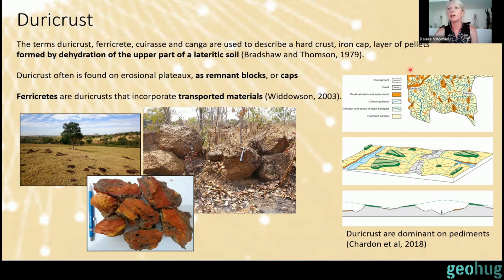And that Duricrust is really hard, and you can hit it with the hammer. You can hear sort of a metallic sound almost. It can be hard to break up. And they typically cap the landscape. So here you can see by Chardon, a recent paper where they figured out that these caps are dominant on pediments, and they're part of several different types of ancient landscapes. Ferricretes, I know these terms are often interchanged, but ferricretes are Duricrusts that incorporate transported materials, and that's how to classify them.